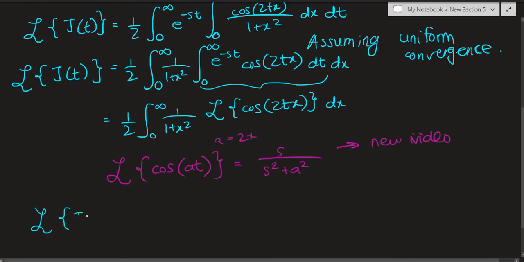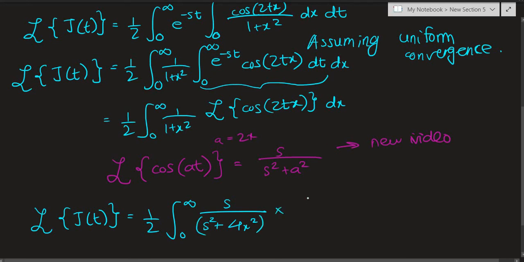we have the Laplace transform of j of t being equal to half of the integral from 0 to infinity of, we can just plug this in, s as it is, s divided by s squared plus, what's a? 2x, right? a squared will be 4x squared, times this, don't forget this 1 over x squared that was waiting all this time, and dx.